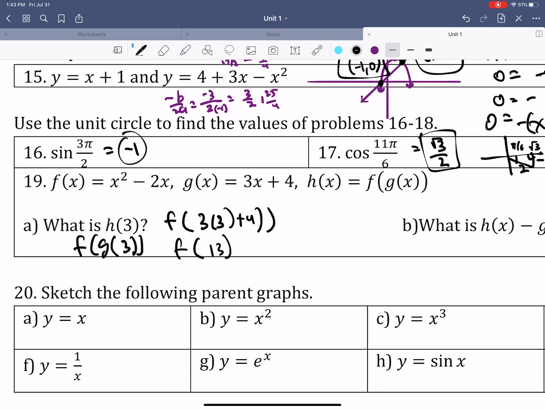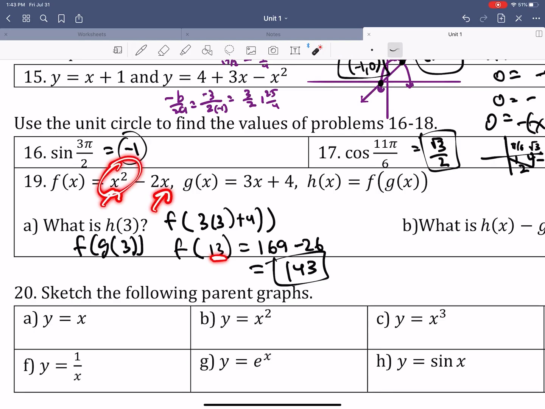Ugh. Okay, so we got to do f of 13, which is we're going to do some squaring. So that's going to now give me 169 minus 26, which is going to give me 143. And again, if you're not sure what I did, the f of 13 means I plugged 13 into my input value. So 13 squared gives me 169. Negative 2 times 13 gives me negative 26.